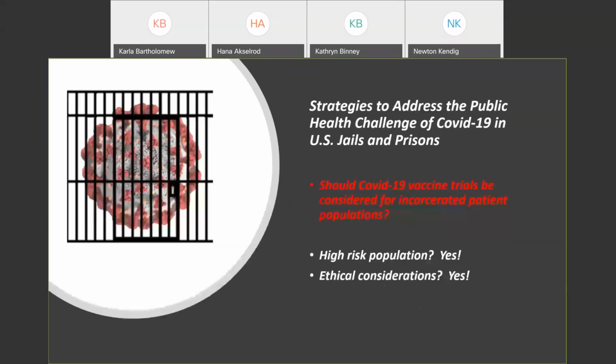And then the second issue, which is also a bit provocative, but as we develop COVID-19 vaccines, should we be considering incarcerated populations? Are they a high-risk population for transmission? Absolutely. We know that that is true. Are there ethical considerations for doing research, interventional therapeutic type research within the correctional setting? Absolutely. There have been certainly major abuses of research involving prisoners in the United States historically.